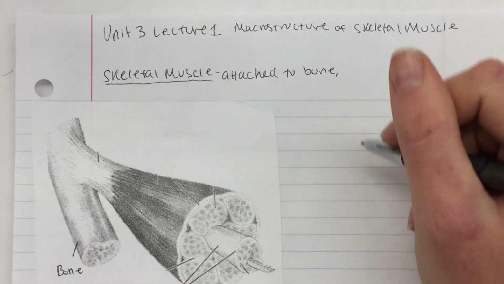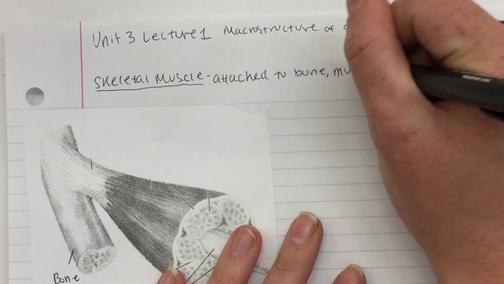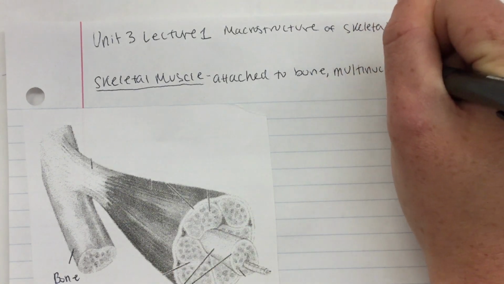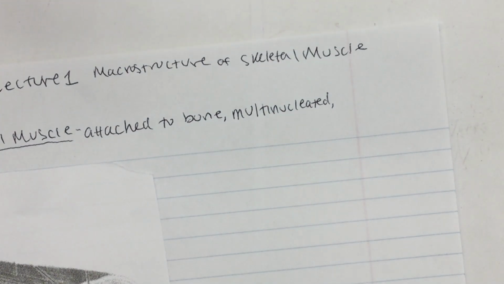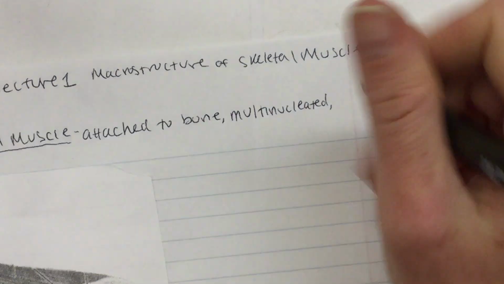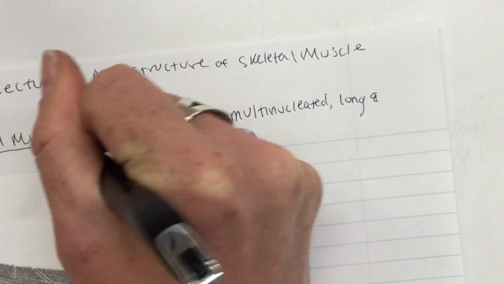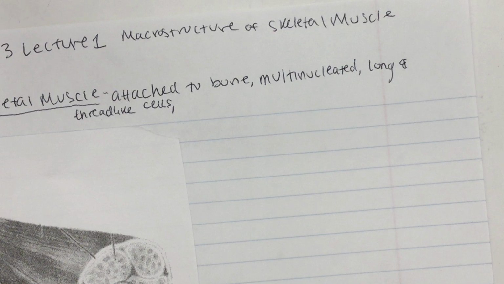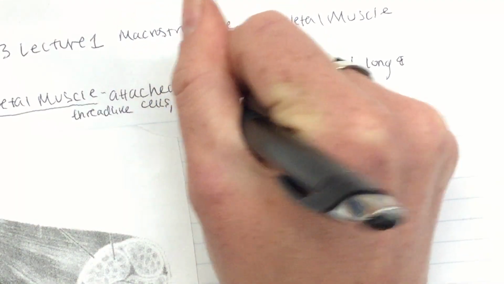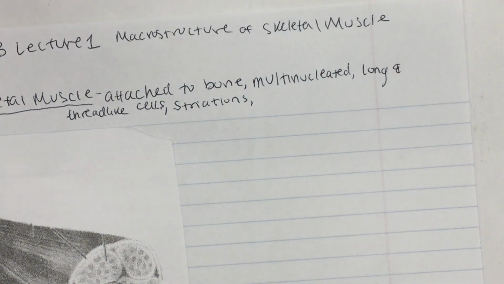What else do we know about skeletal muscle? How many nuclei does it have? One or many? Many, yeah. So it's multinucleated. What else does it have that gives us a hint that it would be skeletal muscle tissue? It's long, yeah, good. So they're long and thread-like cells. What else are we going to see in these cells? Striations, good. They have striations, and one last time, do they move voluntarily or involuntarily? Voluntarily.